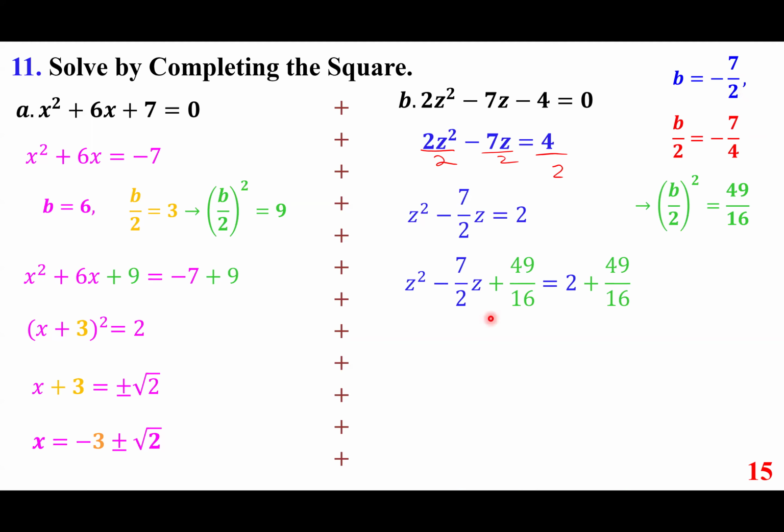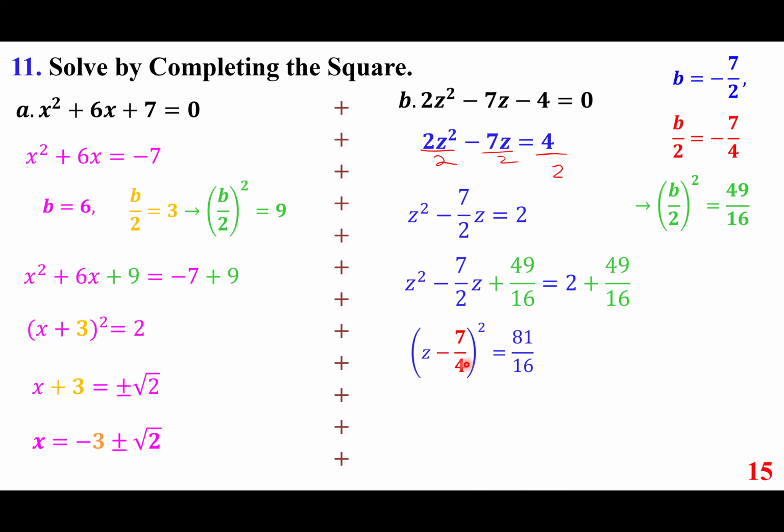Left side is the variable. The variable is z here. And b over 2, minus 7/4, quantity squared. The right side, just add them up. 2 times 16, 32 plus 49, 81. So 81 over 16. Very straightforward.